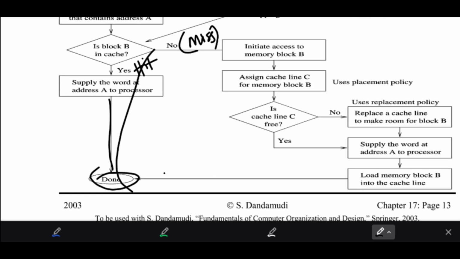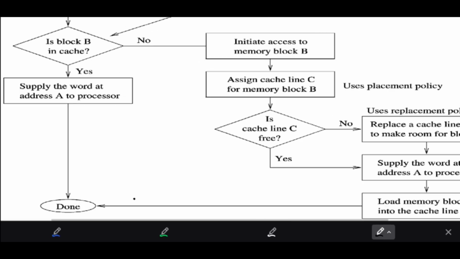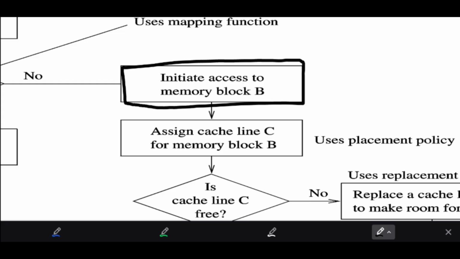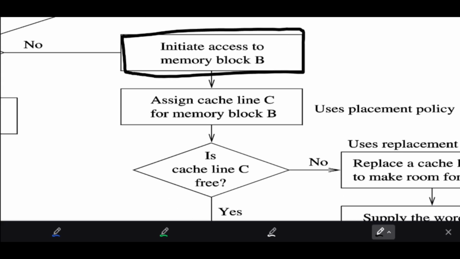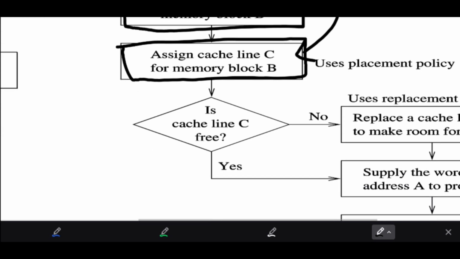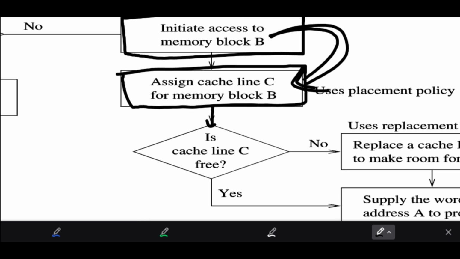If there is a cache miss, initiate access to a memory block B. Then we go to the actual address in memory. Then assign cache line C for memory block B. We are storing the data in the cache. Here we are trying to store the data; we have not stored it until now.